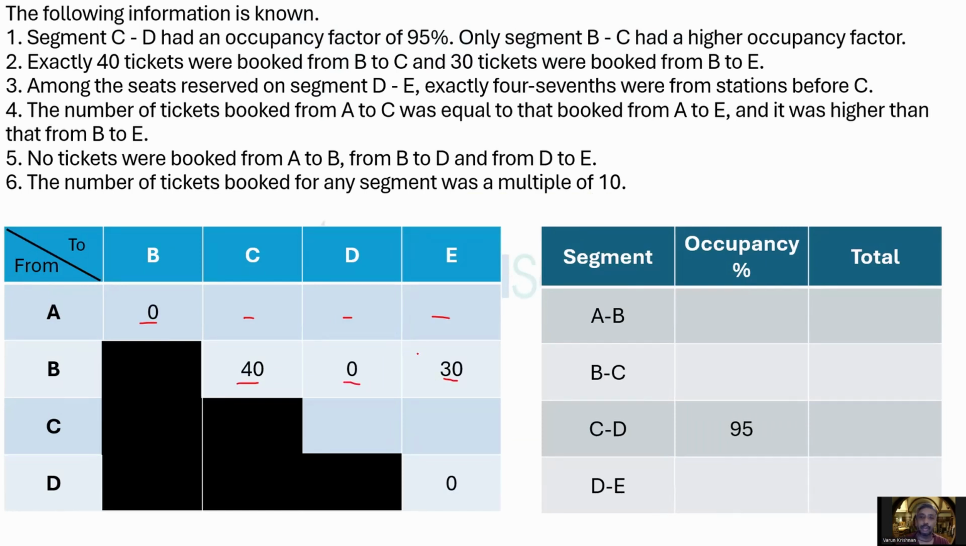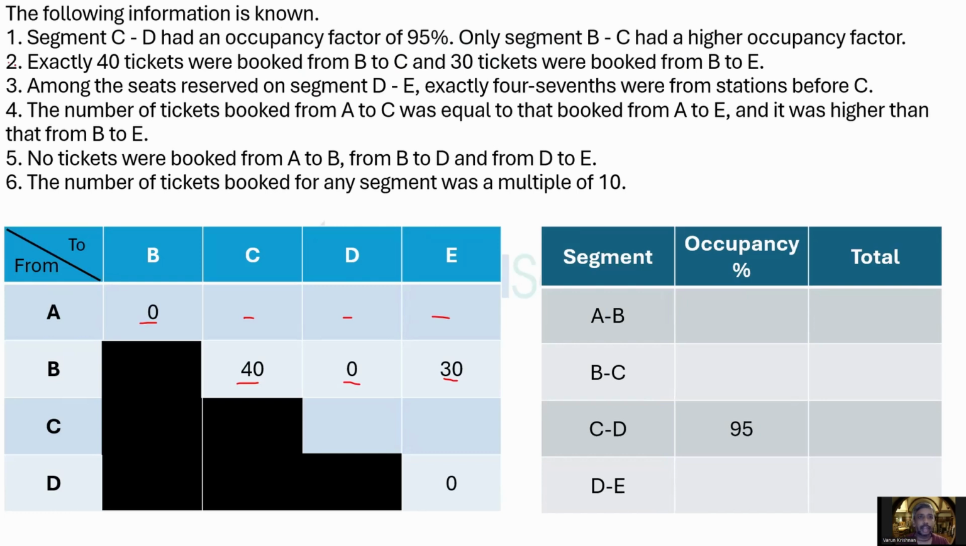The second table I have created is to make a note of the occupancy factor, as well as the total number of people seated in the train during a particular segment of the journey. Now, a few things have been given to us in the clues itself, which I made a note of. For example, clue 2 has been taken care of.